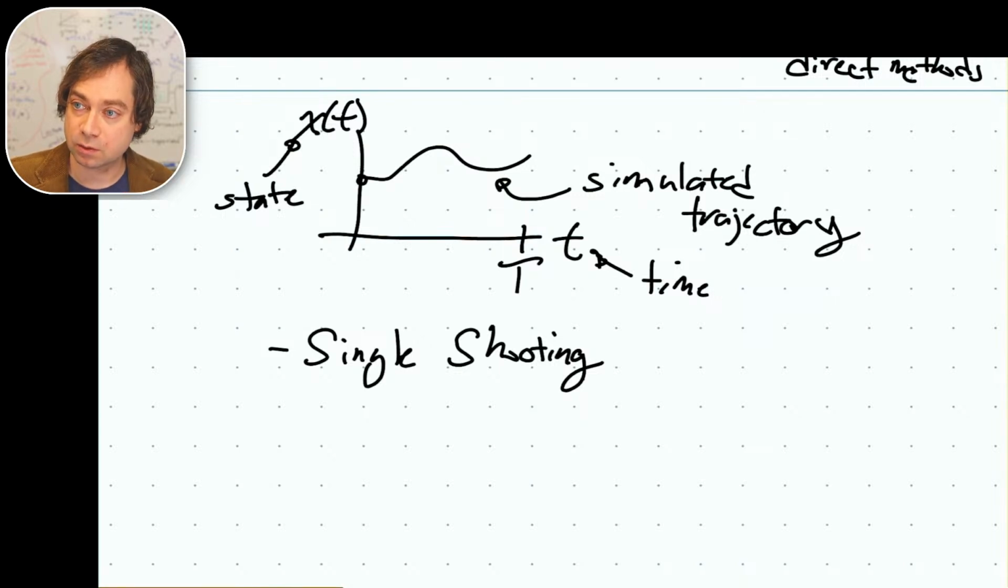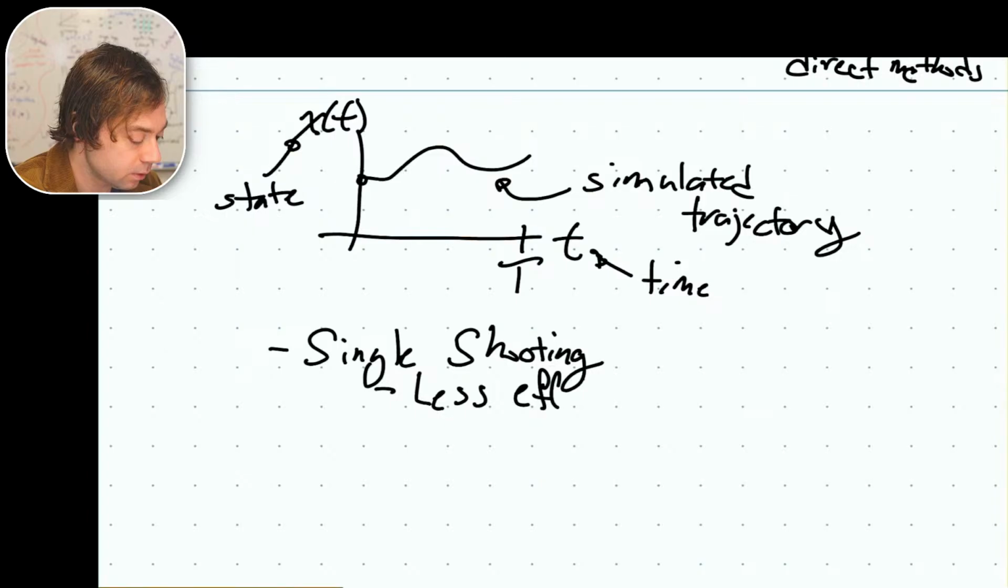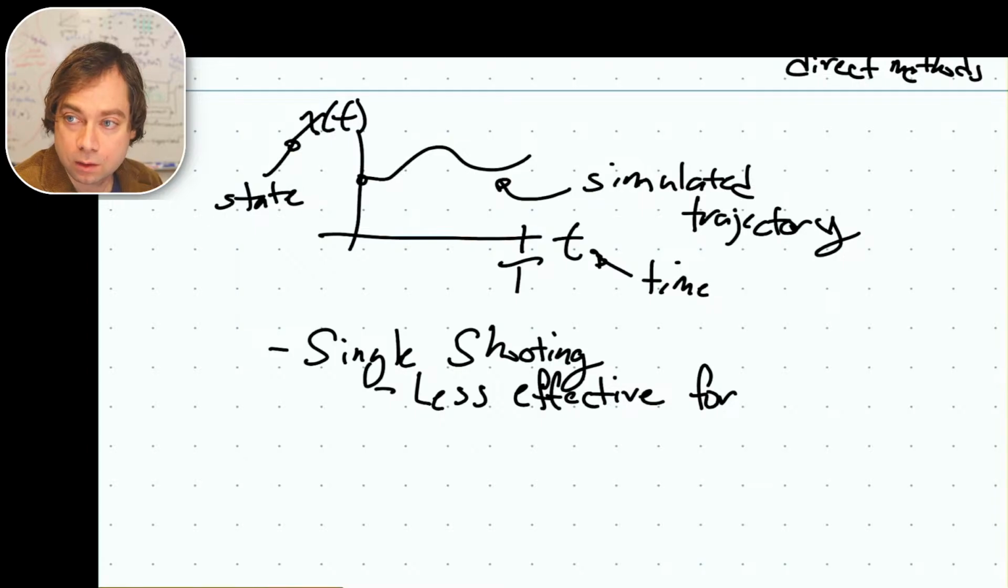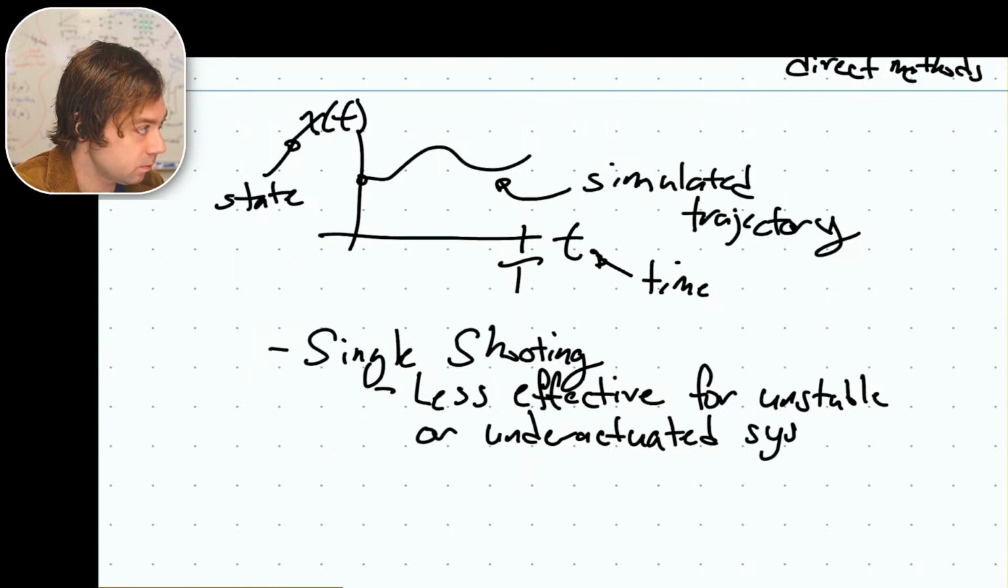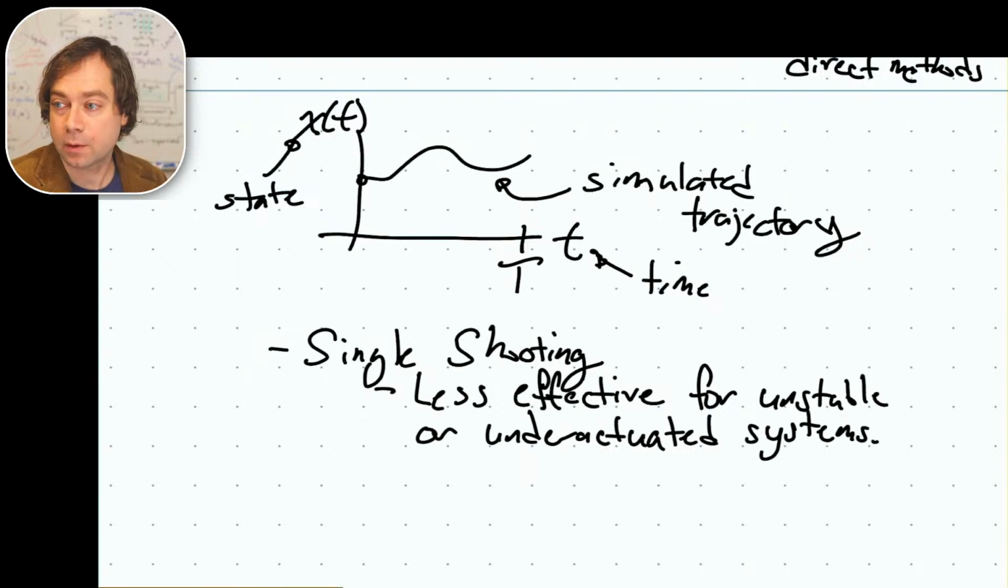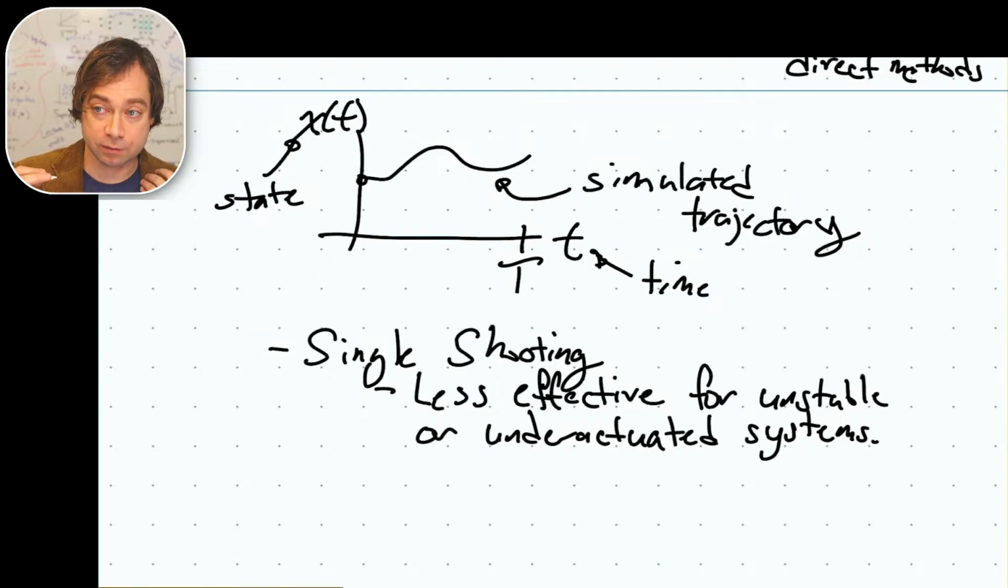Some characteristics of single shooting. One of which is that it's less effective for unstable or underactuated systems. Okay? We talked about stability in the context of linear systems.